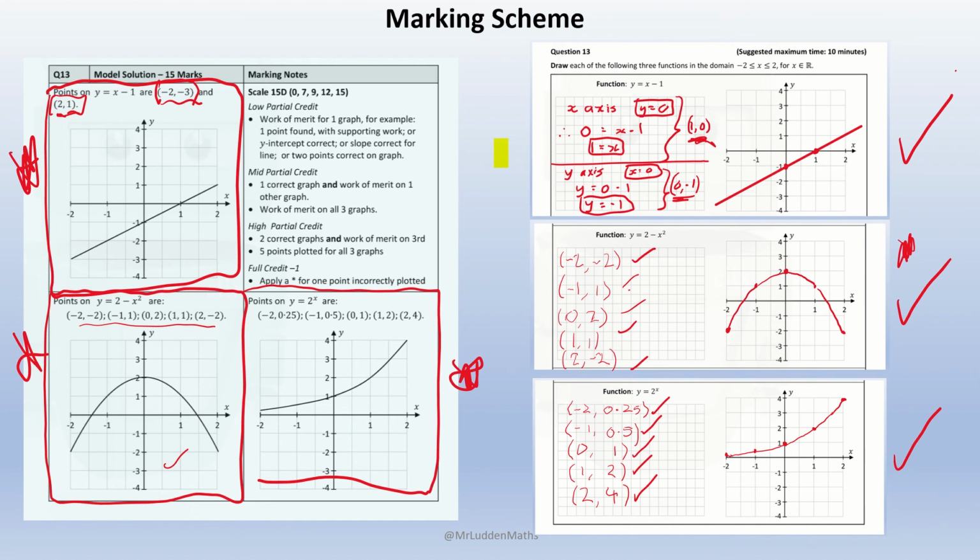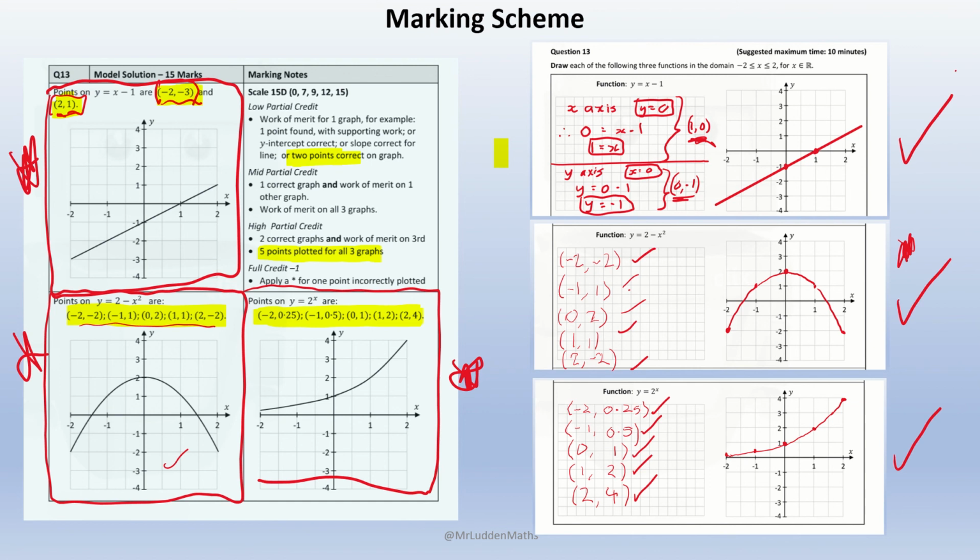So, like 2 points correct on graph for your low partial credit, or 1 correct graph, 5 points plotted correctly for all 3 graphs, etc. for your high partial credit. All you need to do is show me 2 points on a graph that's linear, show me all your points on a quadratic, or show me all your points on an exponential function. It doesn't say anything about the table there.